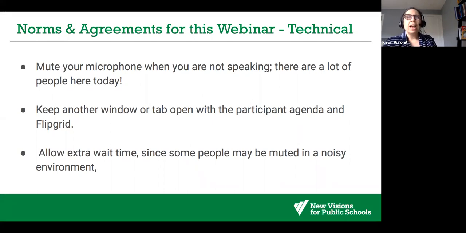As you go through the session, keep that open next to or in the same screen as where you're in this Zoom call, so that if there's links in there that you need to refer to, you can go over to those links. Anything that we're using like Flipgrid or resources from the remote learning site, if you open them up in separate windows or tabs, that'll help you out. And then allow extra wait time. We realize that people mute themselves and then can't figure out how to unmute quickly, so we're going to provide a little extra wait time in case people need it.